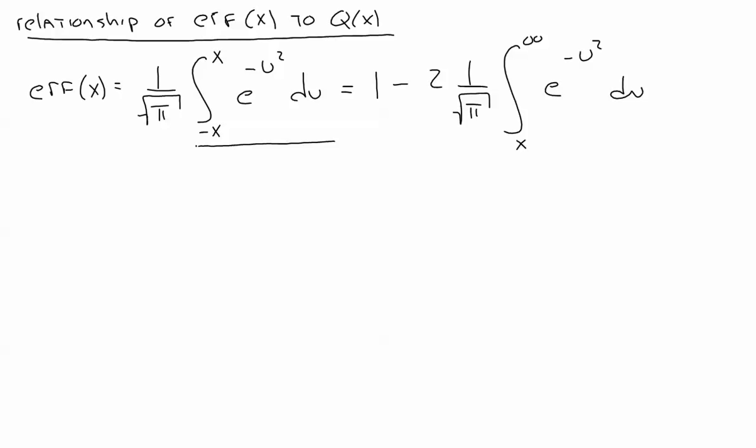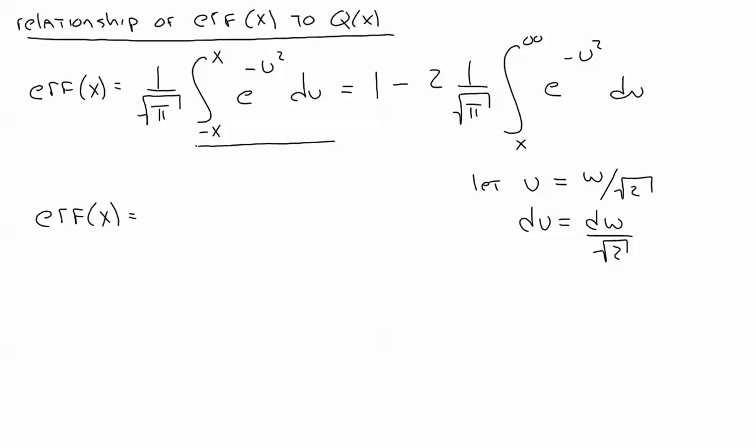And remember, an integral over an upper tail of a certain Gaussian is a Q function. So we're going to do some change of variables here and put this in the form of a Q function. So I'm going to let u equal w over square root of 2, and du equal dw over square root of 2. And after my change of variables, I get 1 minus 2 times 1 over square root of 2 pi, integral from x times the square root of 2 up to infinity, e to the minus w squared over 2 dw.